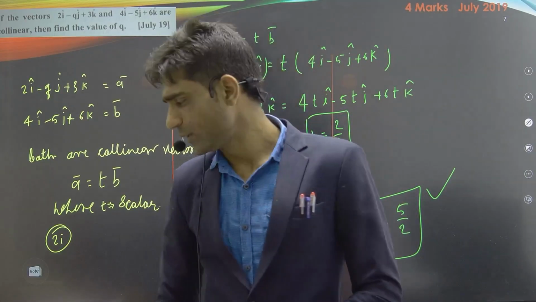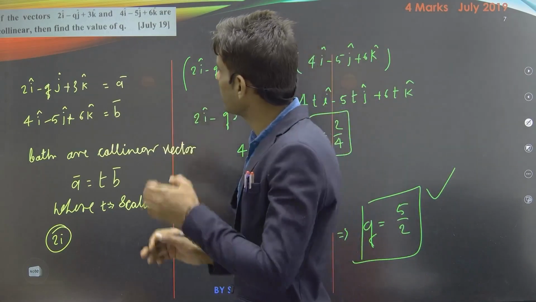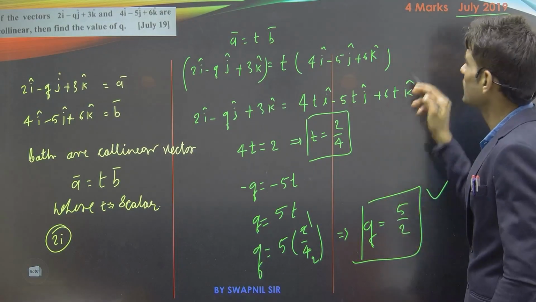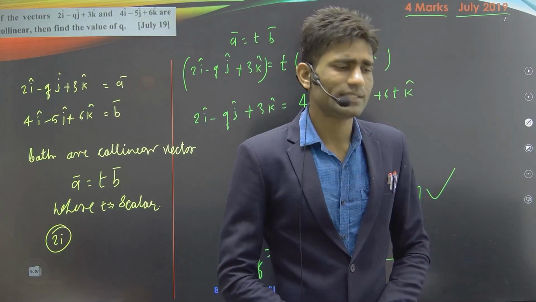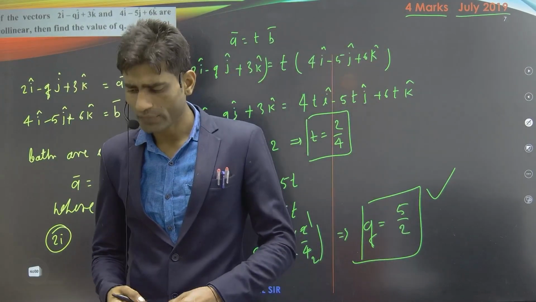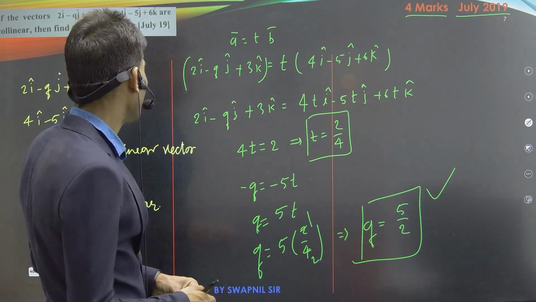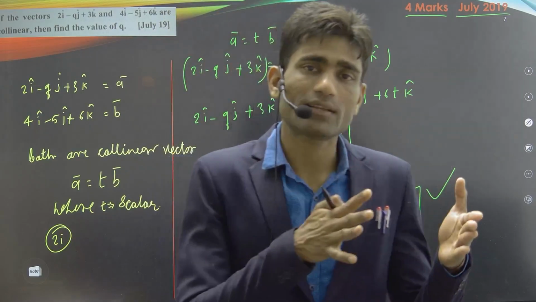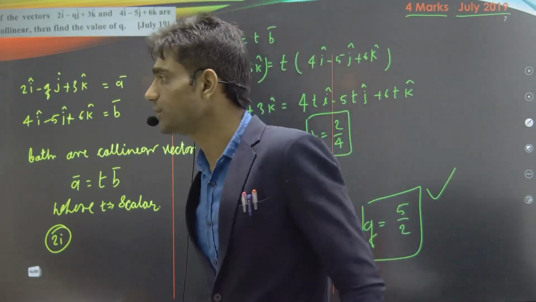I'm expecting that you all have understood the value for q, which is 5 by 2. Nothing is difficult here in our question. This question was asked in the July 2019 board exam for 4 marks. We need to apply only the basic condition for the collinearity of vectors. If two vectors are collinear, that means the first vector is a scalar multiple of the other vector. That's the definition we have to apply here.